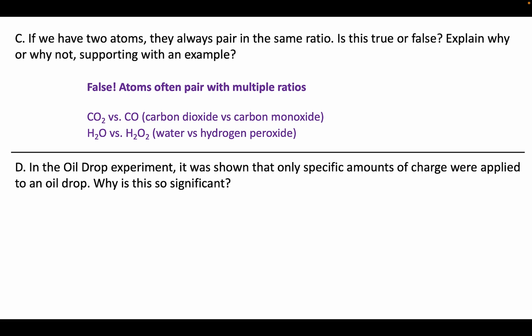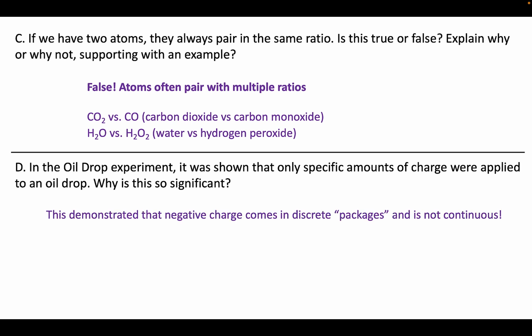All right, last question is saying, in the oil drop experiment that we looked at, it was shown that only specific amounts of charge were applied. Why do we even care? The idea that only discrete amounts of charge are shown is the big success of the oil drop experiment. This is significant because we demonstrate that the negative charge is in discrete packages. It's not continuous. We don't paint on an amount of negative charge, but we kind of set it like bricks on a cart, right? Does it have 3 bricks worth of negative charge or 5 bricks?